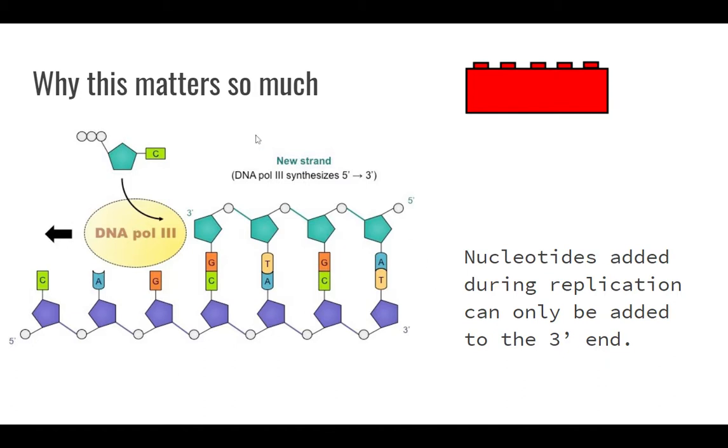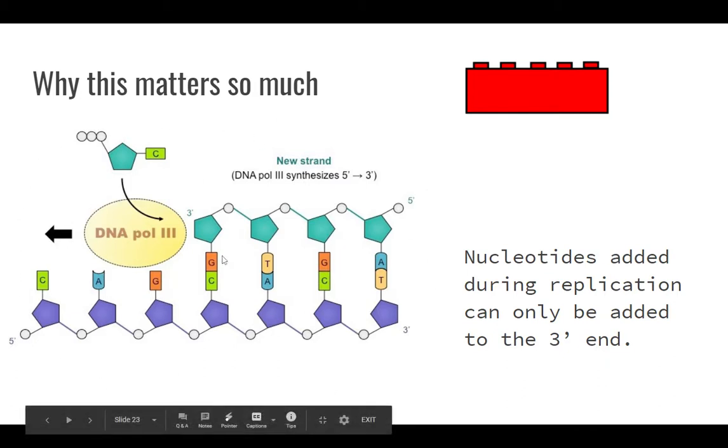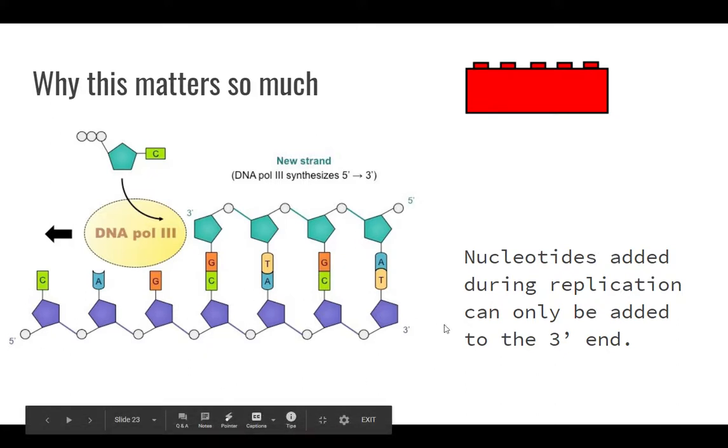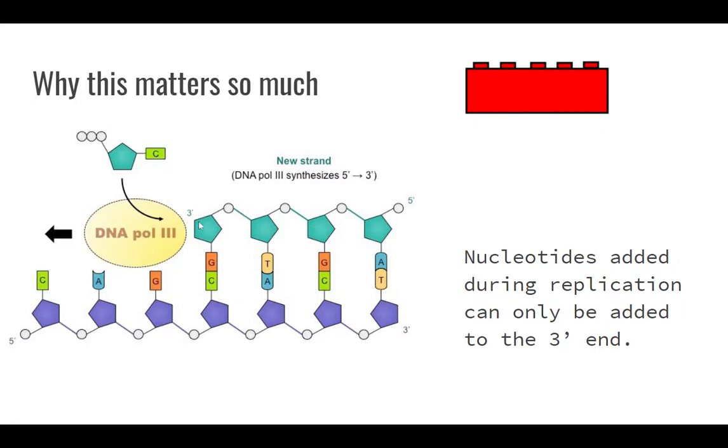So you'll see right here in this diagram, you have a basic preview of coming attractions. See how when you're building this new complementary strand, which is shown in the turquoise, off of your original purple strand on the bottom, you can only add those new nucleotides when that 3' spot is open.